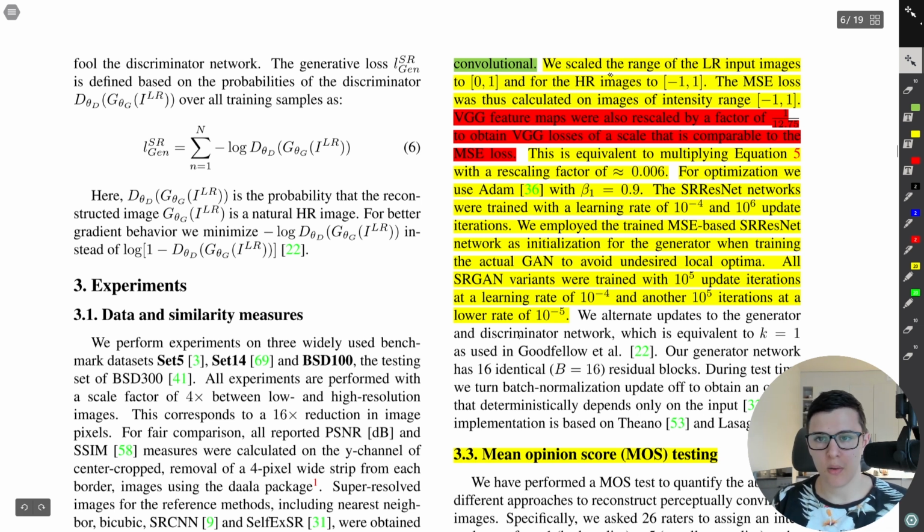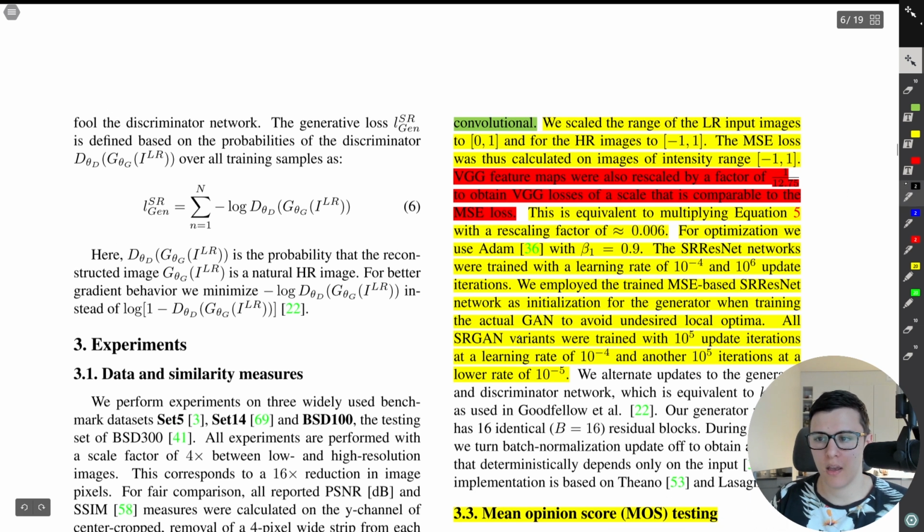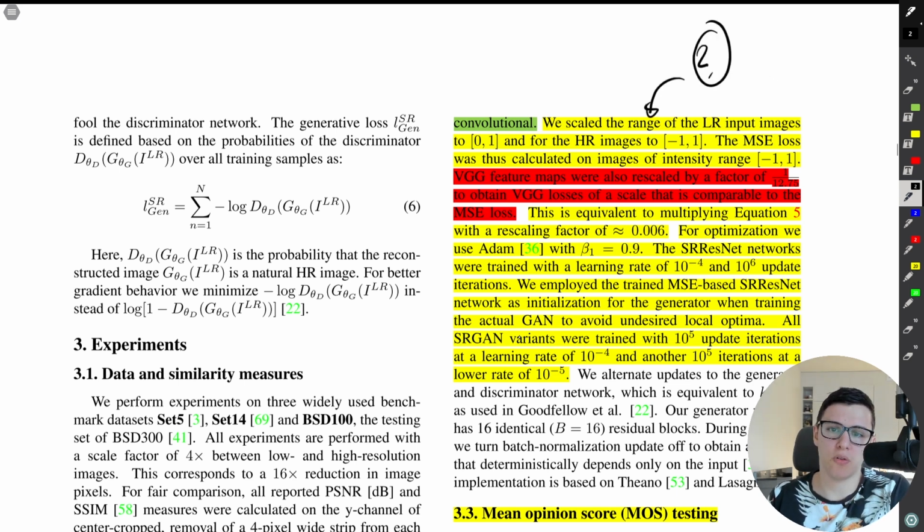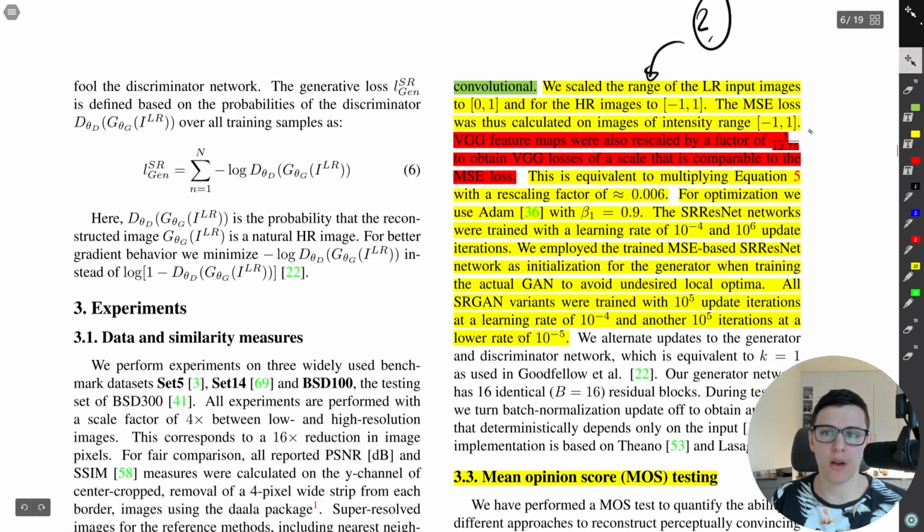And then here they mention that we scale the range of the low resolution input images to 0 to 1 and for the HR to -1 to 1. And yeah, I don't know, this is a question mark. Why would you scale the low resolution to 0,1 but not similarly to -1,1? That is my question. But then the MSE loss was thus calculated on the images of -1 to 1, right? Because the MSE loss is on the high resolution images.